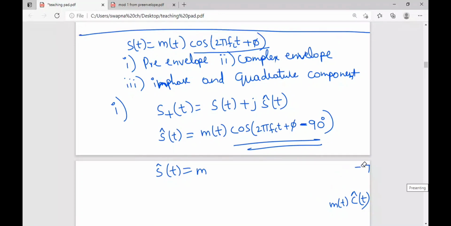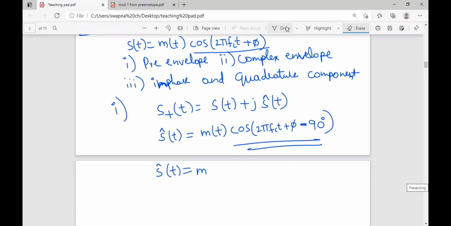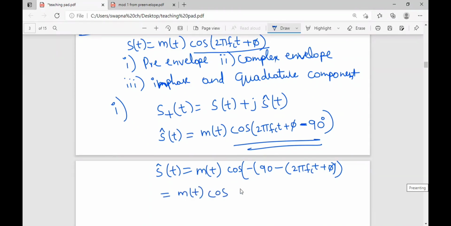Okay. So let me write it. Wait, let me erase and then I'll write. Okay, so it is m of t into cos, I can just take minus common, so 90 minus 2 pi fct plus phi. Cos is an even signal, so cos minus will be cos only. So it will be cos 90 minus 2 pi fct plus phi.